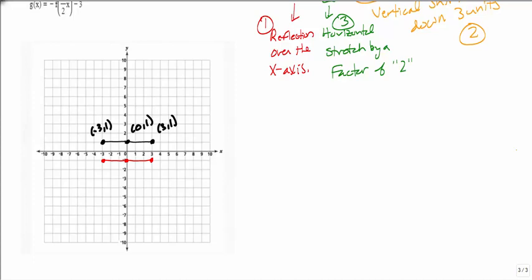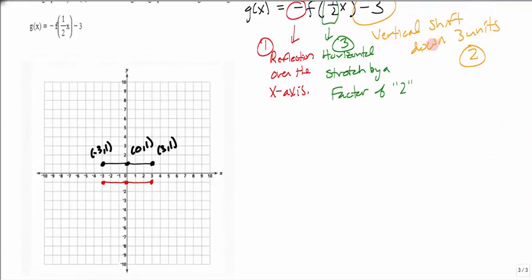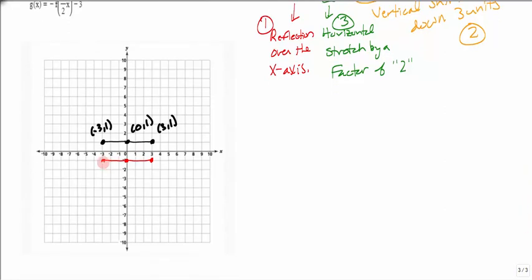Okay, the next one I decided to do, and again you have to do the reflection first, says to do a vertical shift down 3 units. So each of these would go down 3 units. This is the point (-3, -1). So it would go -1, -2, -3, -4, down 3 units. Down 3 units, down 3 units. And so this is the graph with the second piece of my transformation made.